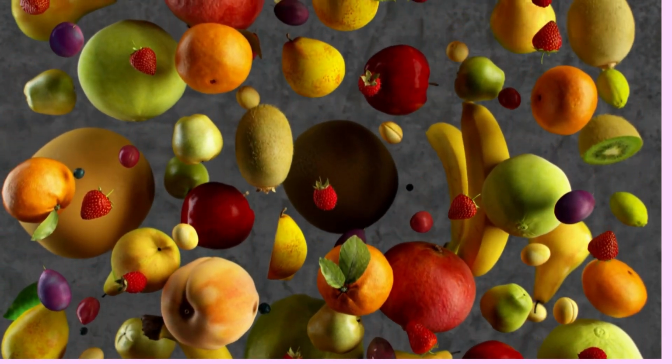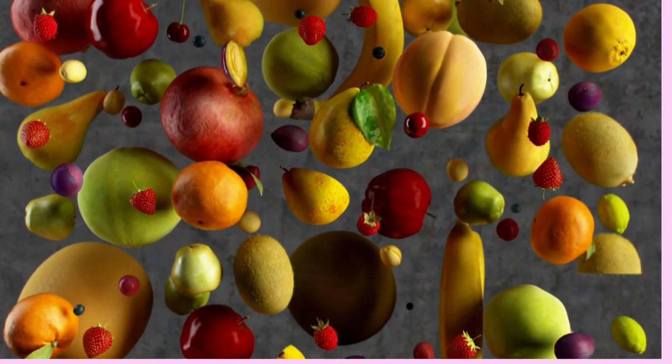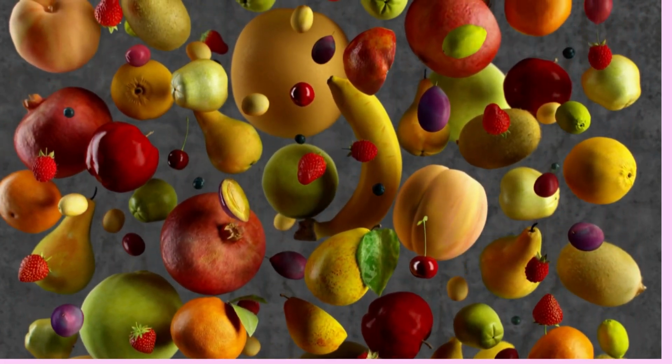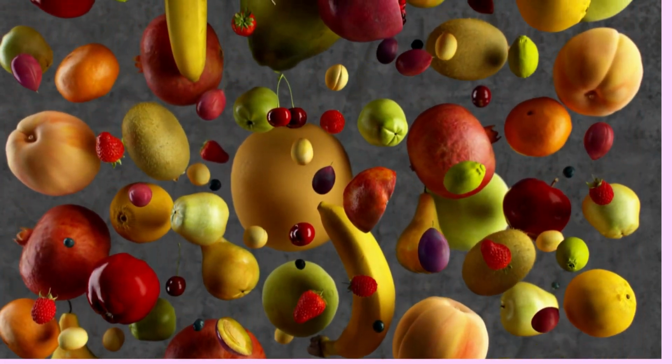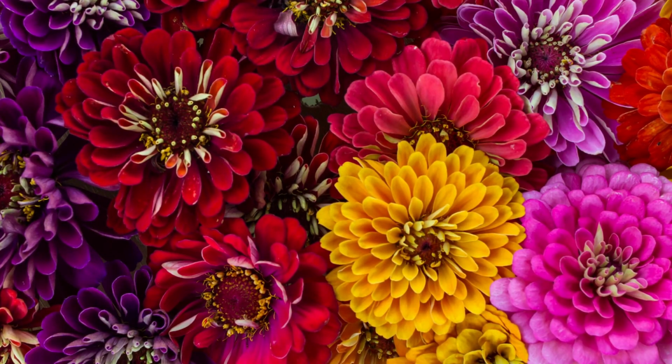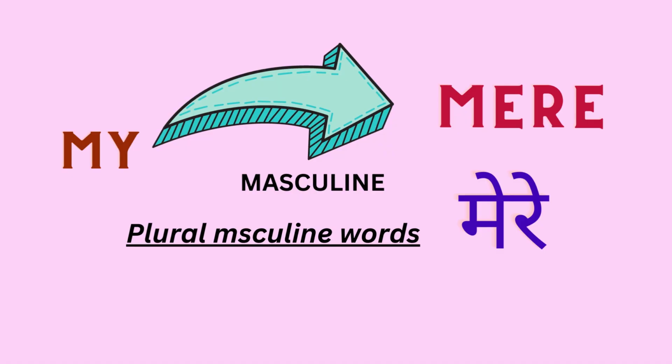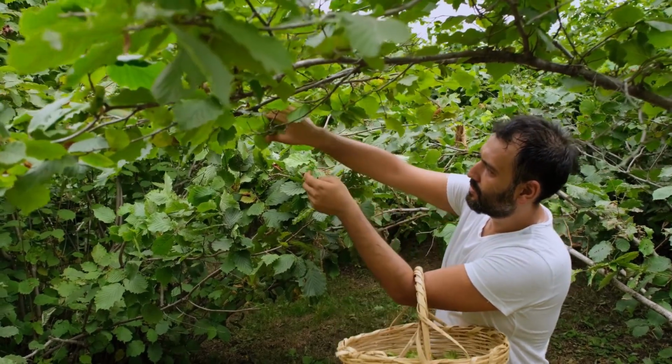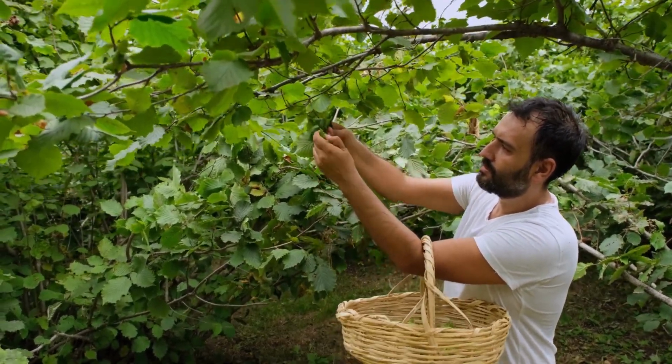But let's say we have a lot of words which are masculine, but they are things. Say lots of fruits, lots of flowers. We will also refer to them as mere. For example, my trees would become mere ped.